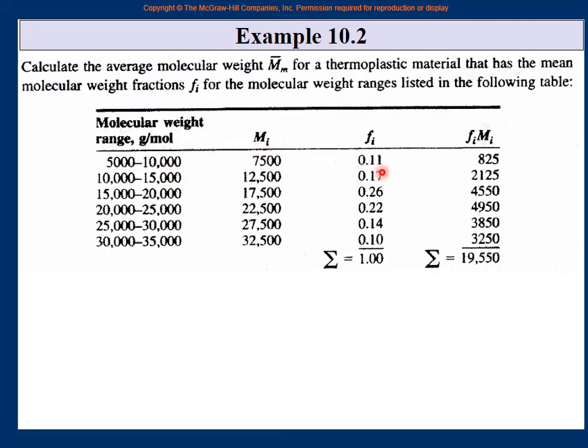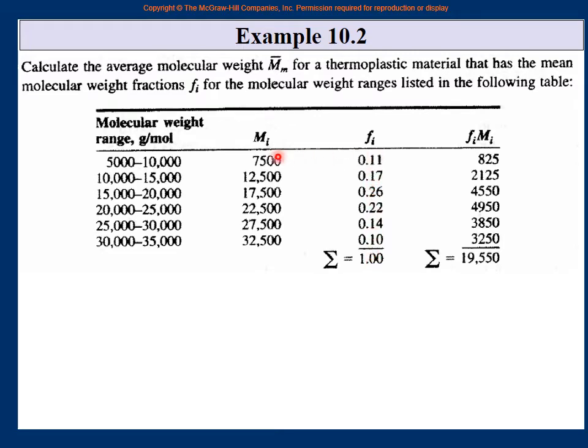10,000 to 15,000, 17%, 0.17. 15,000 to 20,000, 0.26. And in any range, the average weight is the average weight. 5,000 to 10,000, 7,500. 10,000 to 15,000, 12,500. So this data is given. And of course, if these are the weight fractions, then the total should be 1 or 100%. If the total is not 1, then some data is still missing. So this data is given, that in any molecular weight range, we know the mass fraction or the weight fraction of these chains.